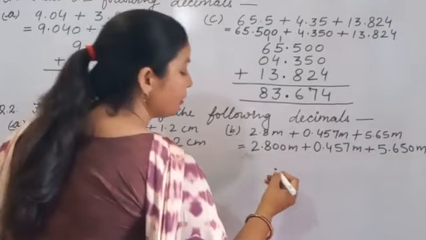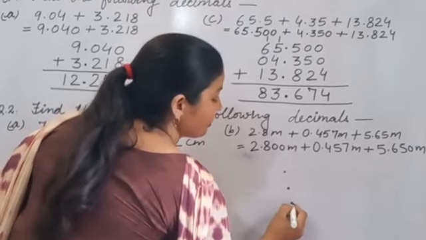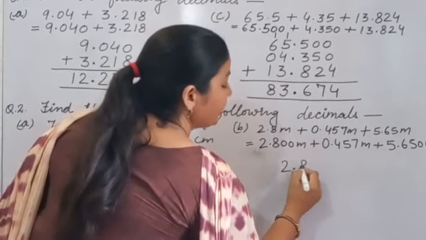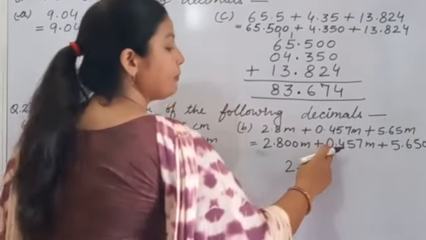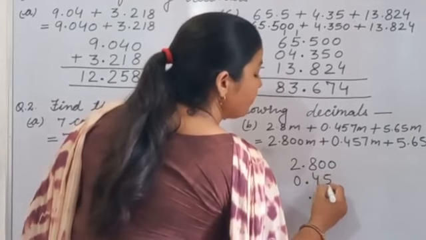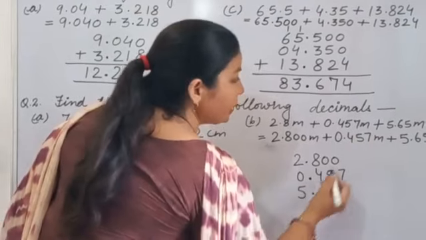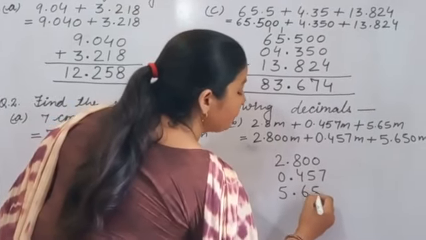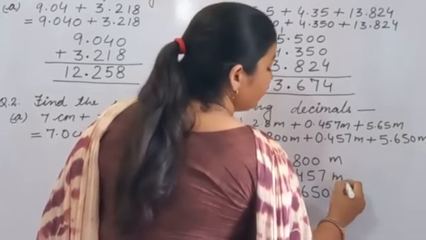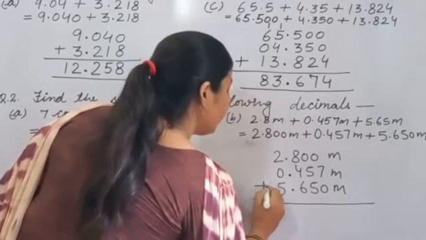So firstly arrange up and down. So 3 numbers are there. So 1, 2, 3 decimals. Okay. Now before decimal 2, after decimal we have 800. In the second, before decimal 0, after decimal we have 4, 5, 7. In the third, before decimal we have 5 and after decimal we have 6, 5, 0. All are in meter, so we use here meter, meter and meter. Now we do addition, so we use here the plus symbol.